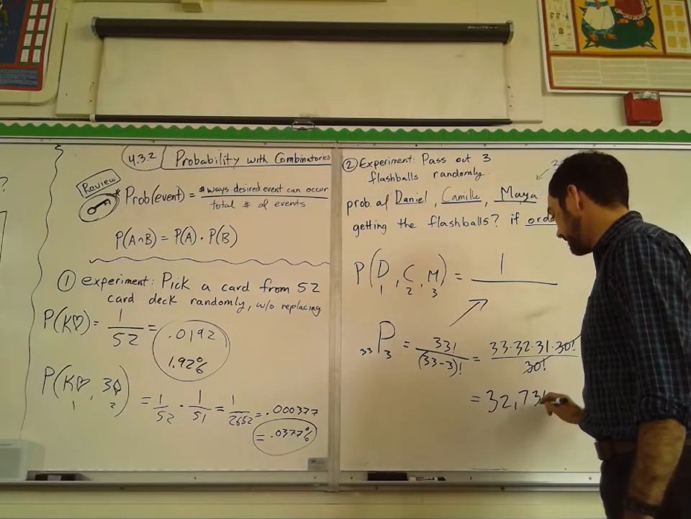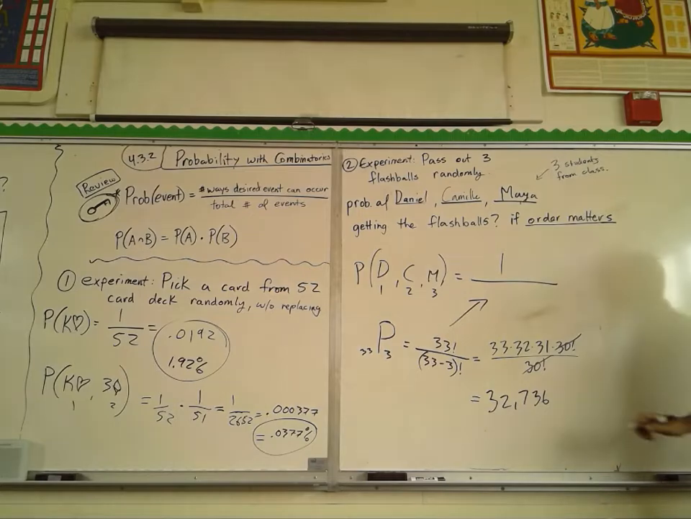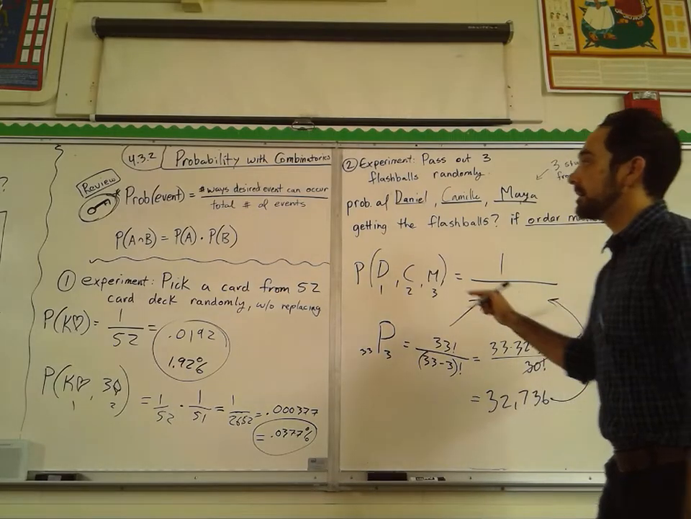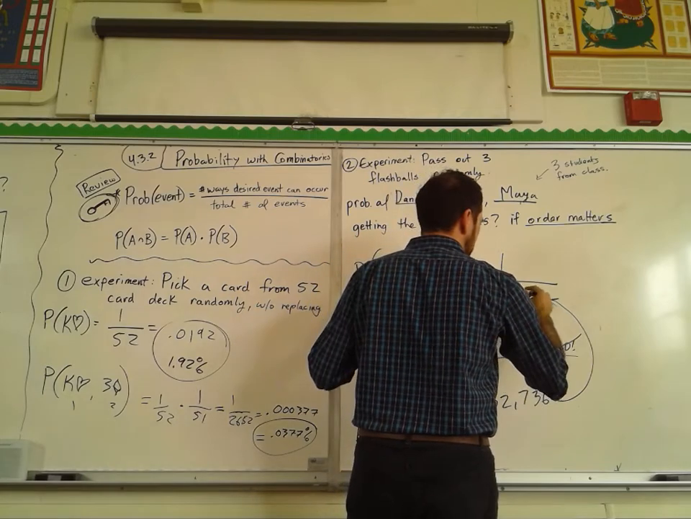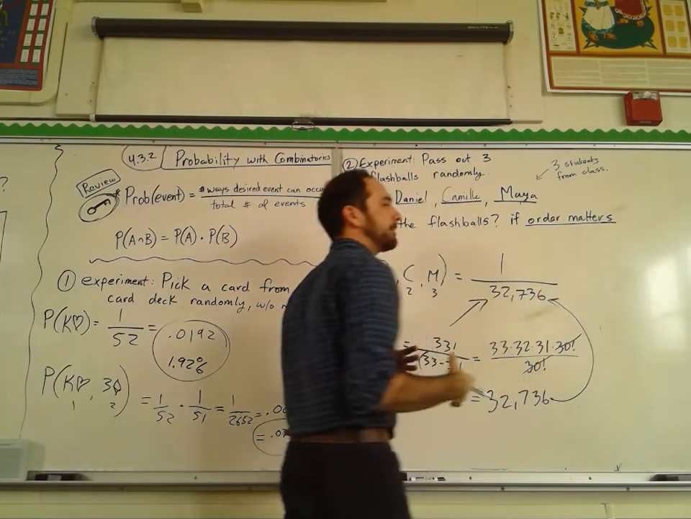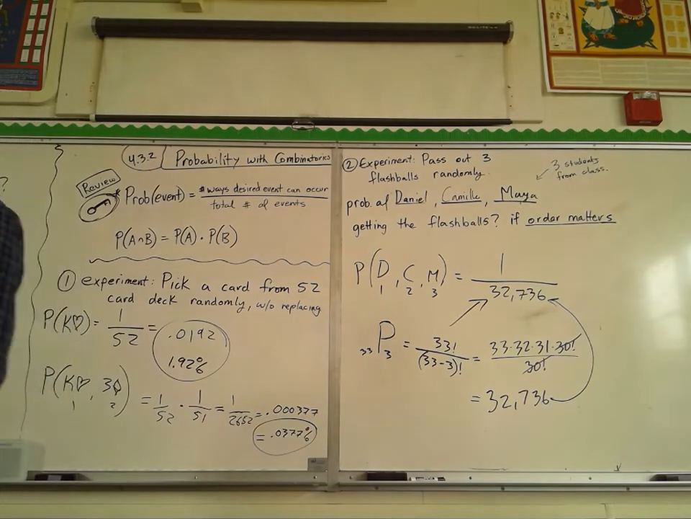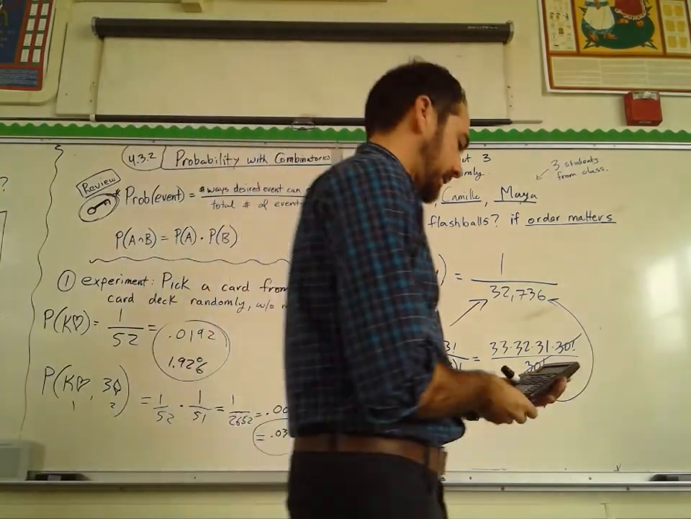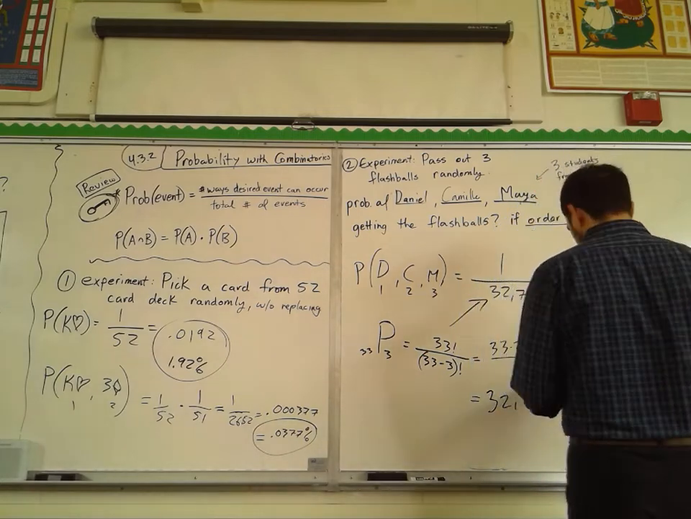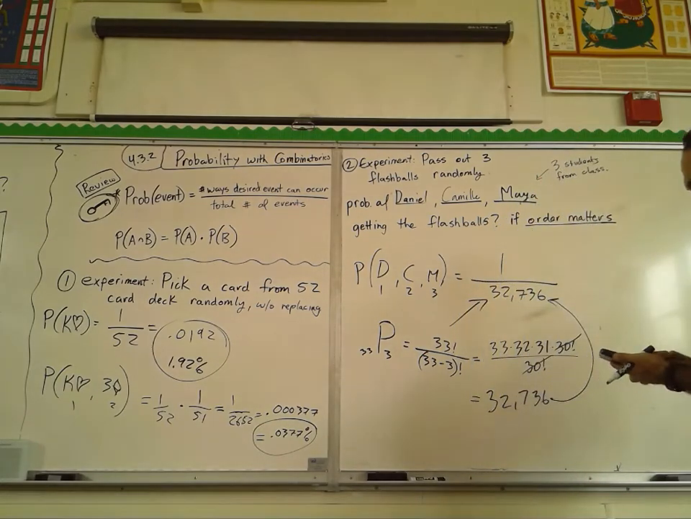Just gonna write it down. Is that right? Okay. So this number, that's our total number of events possible for this. There's 32,736 ways that I can pass those splash balls out. Okay. So looking at that, I'm going to go ahead and do 1 divided by 32,736.